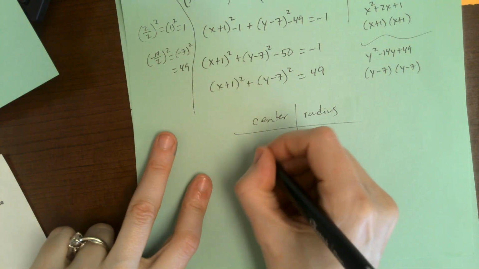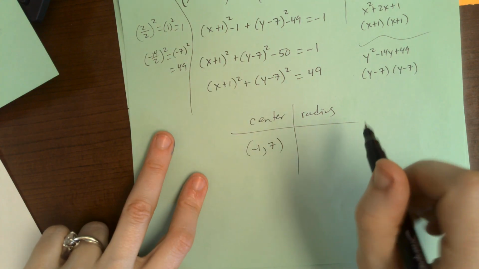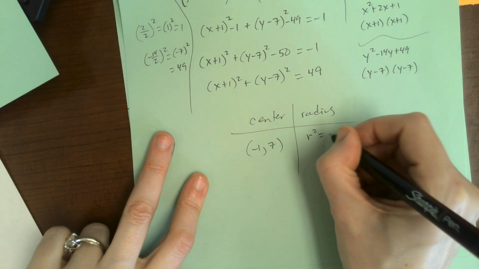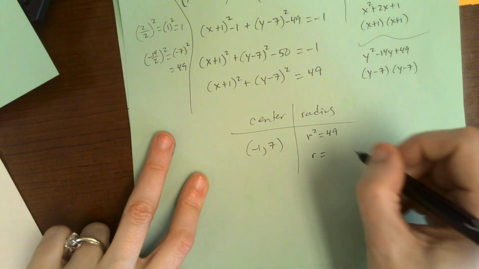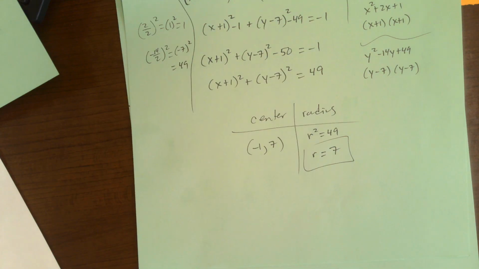So the center is negative 1, 7. The radius: the radius squared is 49. So the radius, you take the square root of 49, so the radius is 7. And the center is negative 1, 7. Okay, that's G3.